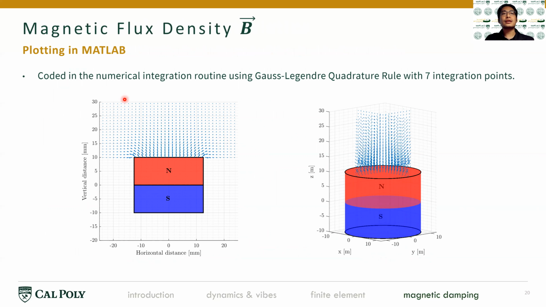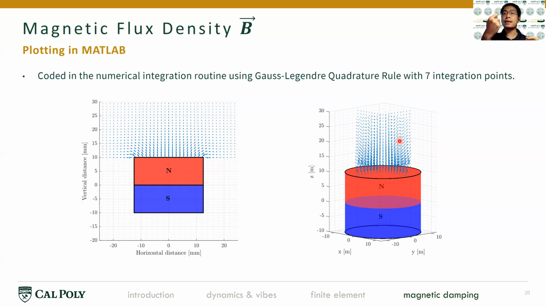So I use the numerical integration routine with the Gauss-Legendre quadrature rule with 7 integration points. What that means is, if I put a coordinate point right here above the magnets, I can figure out the number for that coordinate point, and then I'll input that into the function, where, remember, I'll calculate K and E, and then also do the numerical integration at that point.